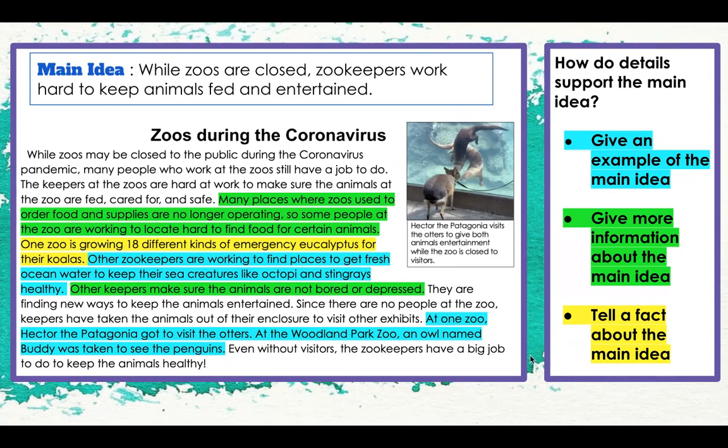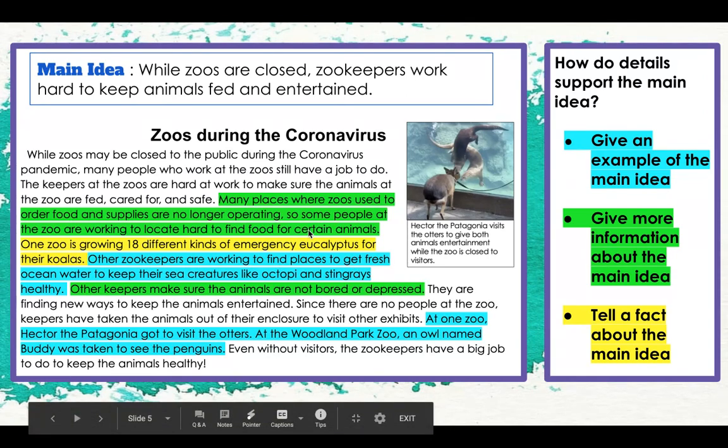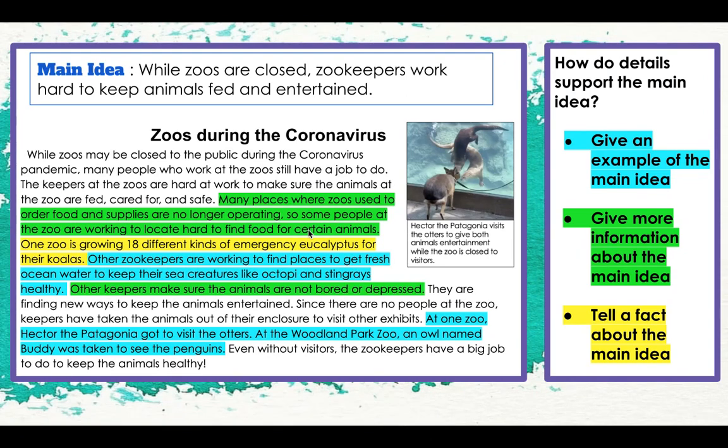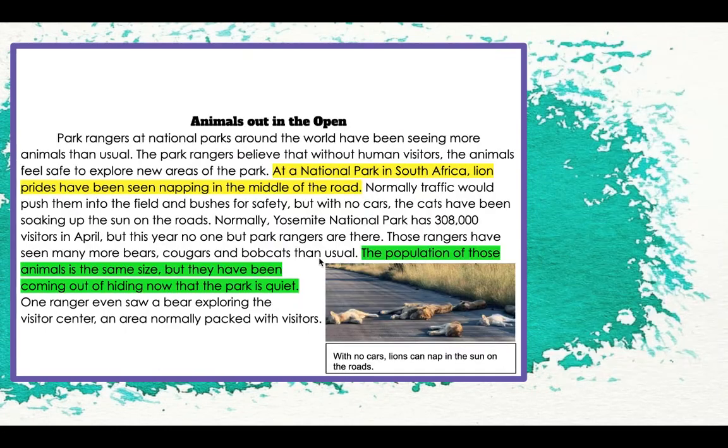What I want you to be doing is thinking about how do those details help you understand the main idea better. So usually they help you understand by giving you a specific example of something they're doing so you can get a picture in your head of what a zookeeper working hard to keep animals fed and entertained might look like. Or they might explain more. So if it was confusing about why they had to be working harder than normal, they might explain some more information so you understand it better. Or they tell you a fact so that you can understand, like, whoa, not just a little bit of eucalyptus, 18 different kinds. So let's look at another one here.